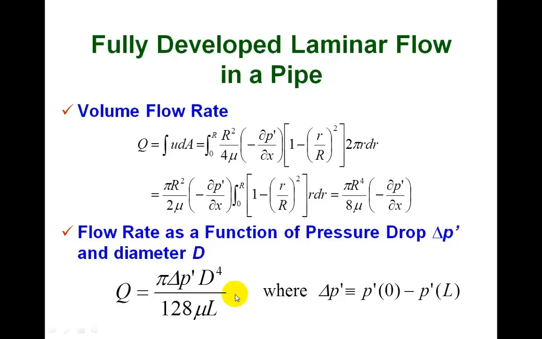It's interesting to note that this flow pressure relationship is obviously very sensitive to the diameter of the pipe. That's taken to the 4th power. Everything else in this relationship is linear. So flow increases linearly with the pressure drop, or decreases linearly with increasing viscosity or with increasing pipe length.